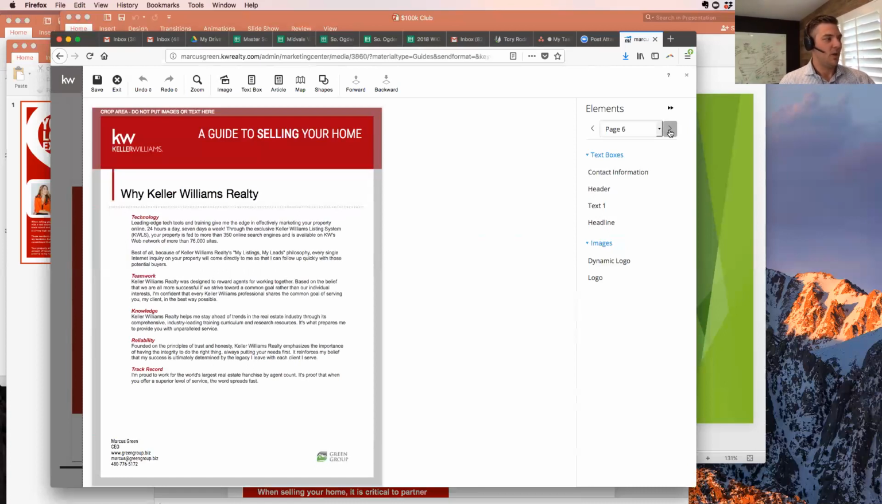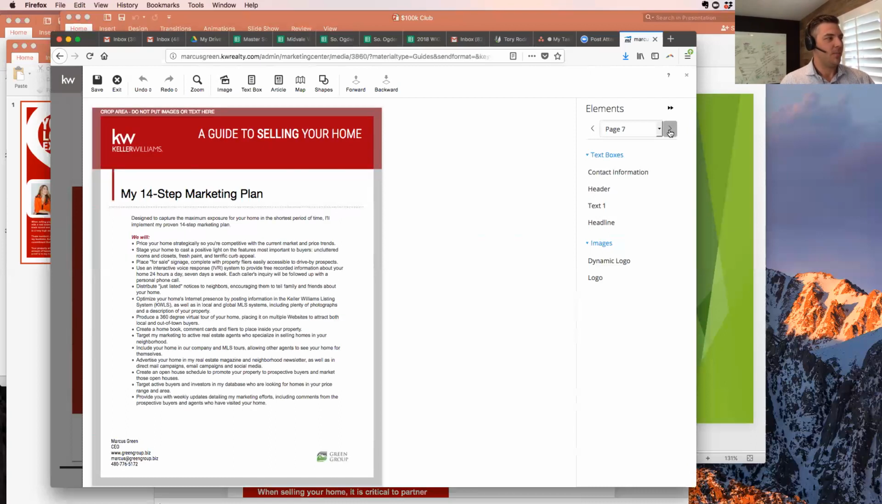And then why Keller Williams, it talks about KW. And then your 14-step marketing plan, it walks you through all of this. Again, you'll notice on the one I'm going to show you in a second, I've eliminated a couple of these and added in some additional ones towards our 13-point marketing plan, okay?